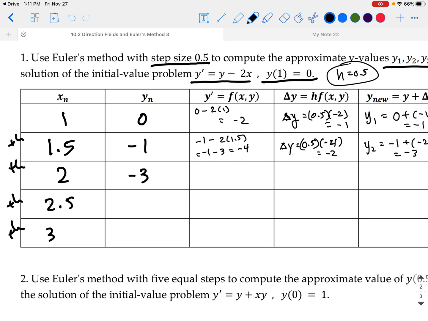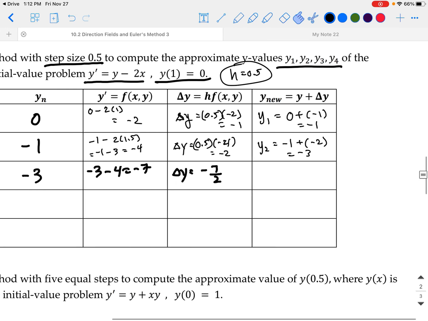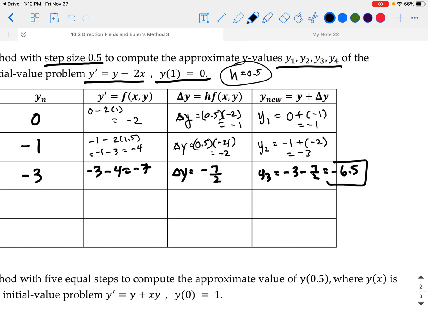And so then our y prime is going to be negative 3 minus 4, which is negative 7. So then delta y is going to be half of negative 7, so negative 7 halves. And then we'll add that to our value of negative 3. So y sub 3 is going to be negative 3 minus 7 halves, which is negative 6.5.